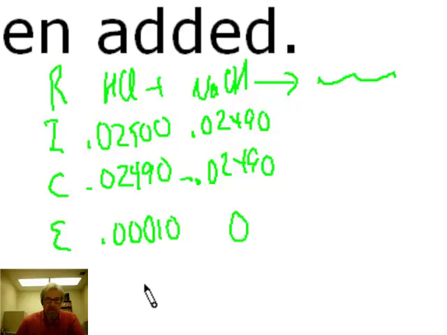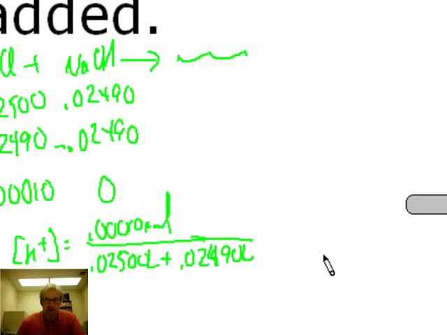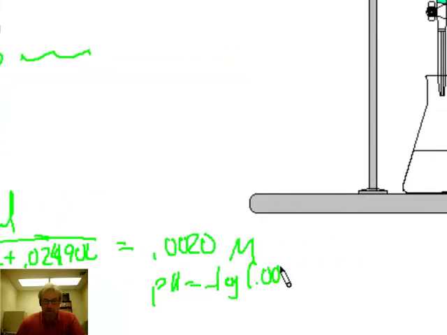So what's our concentration? Concentration of H plus is going to be 0.00010 moles of H plus in our total volume, which is now 0.02500 liters plus 0.02490 liters. So it's very close to 50 milliliters right now, and our molarity when we work this all out comes out to 0.0020 moles per liter. So our pH is now negative base 10 logarithm of 0.0020, and that pH is 2.70. So the pH is now climbing. It's higher than 2, but it's still definitely in the under 7 range, and we're within 1/10 of a milliliter, which is just a couple of drops, of being at our equivalence point.